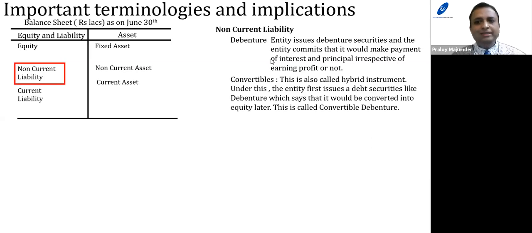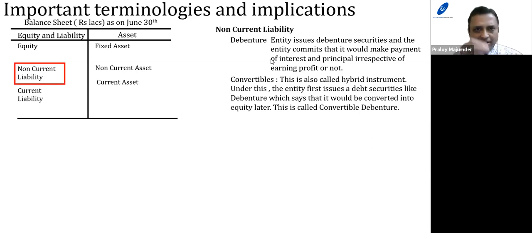Convertibles. A convertible is another kind of instrument. This is also called a hybrid instrument. Why hybrid instrument? Under this, the entity first issues a debt security like a debenture. Suppose the entity is issuing a fully convertible debenture, where it says for the first 3 years it will pay an interest rate, and after 3 years, whatever the debenture outstanding is there, that would be converted into equity at a price of say 30 rupees.